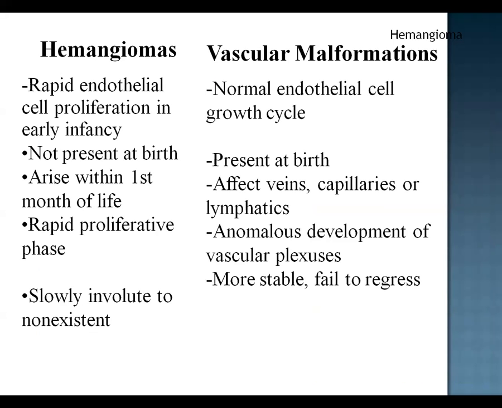Hemangiomas are not present at birth, whereas vascular malformations are present at birth or arise within the first month of life. Hemangiomas affect mainly capillaries, whereas vascular malformations affect veins, capillaries, and lymphatics. Hemangiomas have a rapid proliferative phase, whereas vascular malformation is an anomalous development of the vascular plexus, more stable, fails to regress, and slowly involutes to non-existent.